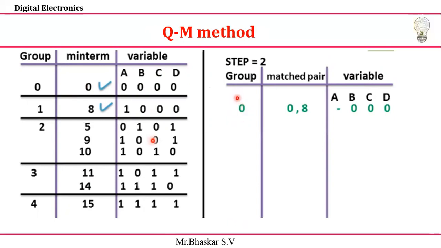We can see that in group 0, I'm going to take this value 0 0 0 0. First, you need to compare with the group 1 elements. I'm going to compare here. You can see these two are the same, these two are the same, this is the same, 0 0 0 only. Only this A variable is varying, right? The variable that is changing is represented by a dash, and the remaining we take as the same common thing, BCD. And what is the matched pair? Here it is 0 and 8. It is matched because only this bit varies, so I put a dash followed by 0 0 0. We take the matched pair as 0, 8.